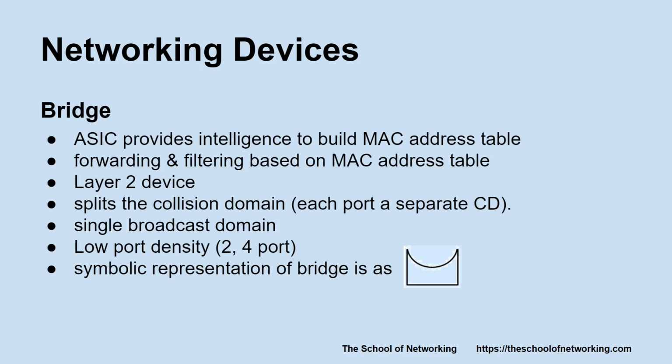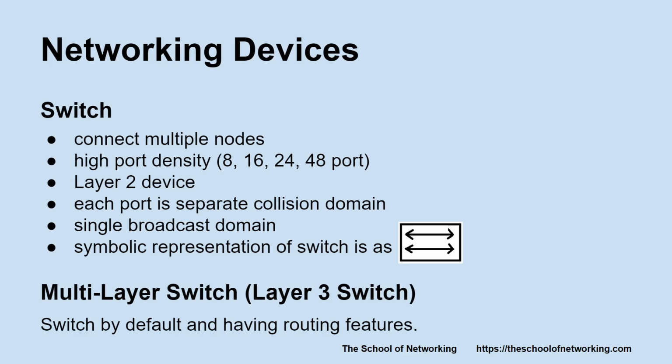Then, due to lower port density, the issue of collision was still there. However, it was reduced, but still the issue was there. So a newer device came into existence, which was referred to as a switch. Now this switch has a higher port density, like 8 port, 16 port, 24 port, 48 port, and even modular switches are available with hundreds of ports across multiple cards. The switch is again a layer 2 device. It has its own MAC address and it is used to connect multiple nodes. Each port is a separate collision domain and it's still a single broadcast domain, and it is represented by a rectangle with two double-sided arrows.